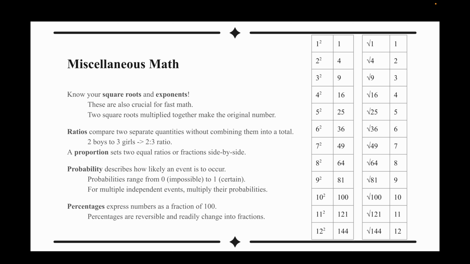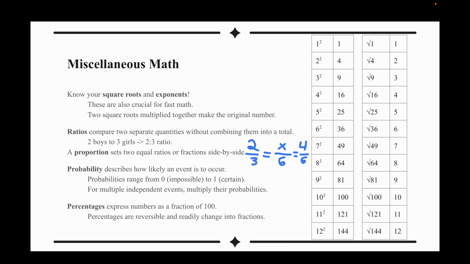A proportion sets two equal ratios or fractions side by side. For instance, if we have this 2 over 3 ratio, and this ratio was kept the same, but imagining there was double the amount of children in the room, we know that there would be 6 girls, and a proportion could help us find how many boys there would be in this room. You could do algebra to solve this, and you would find that there would be 4 boys for 6 girls in this room.